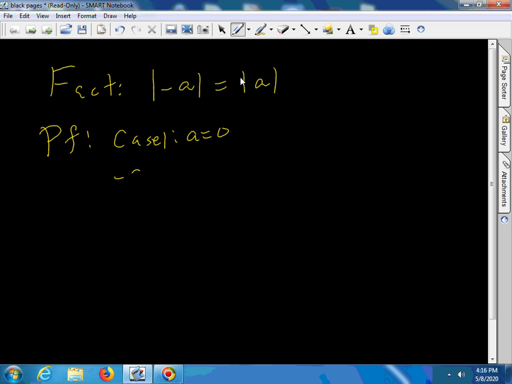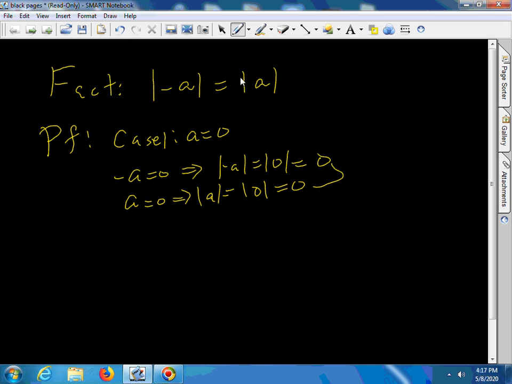If a is 0, well then negative a is 0, and the absolute value of negative a is the absolute value of 0, which is 0. And a is 0, which implies the absolute value of a, the absolute value of a is equal to the absolute value of 0, which is 0. And those two are equal. So, the absolute value of negative a is really equal to the absolute value of positive a.